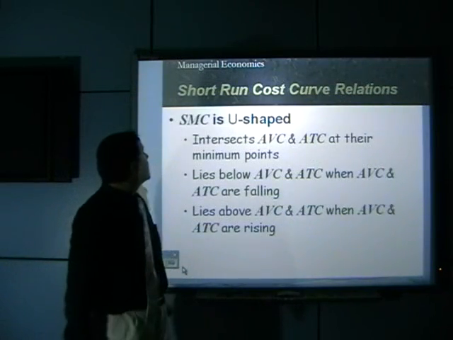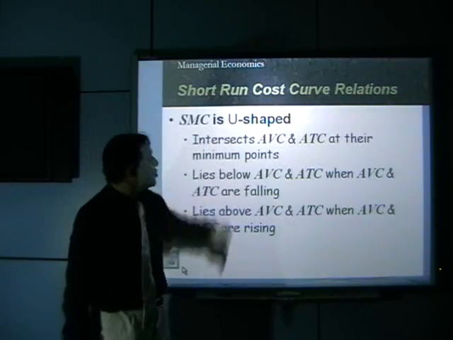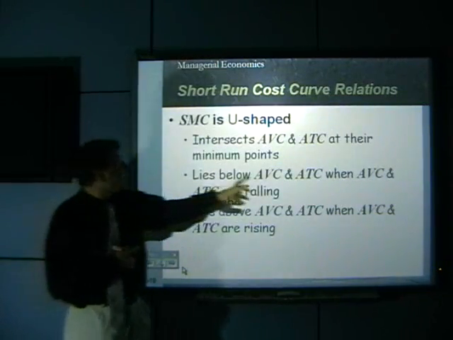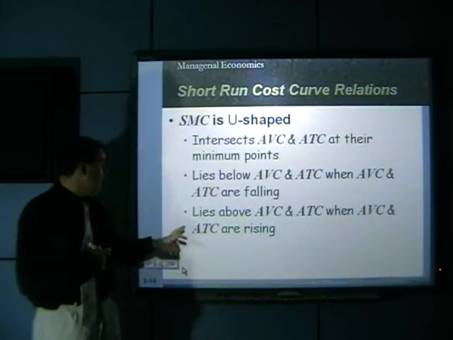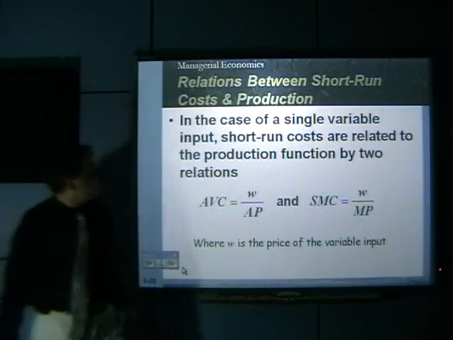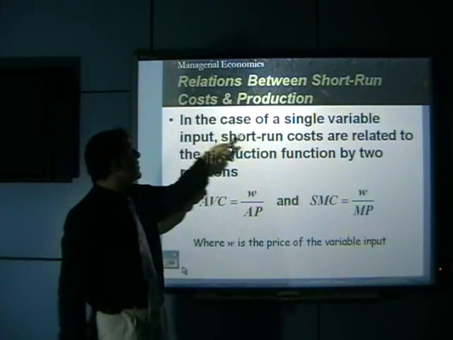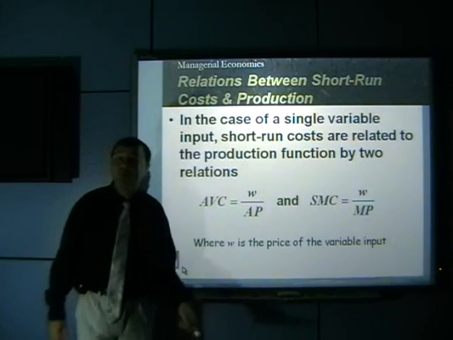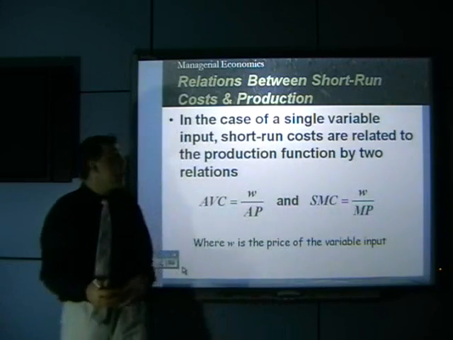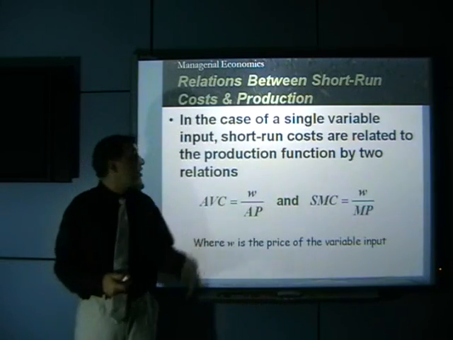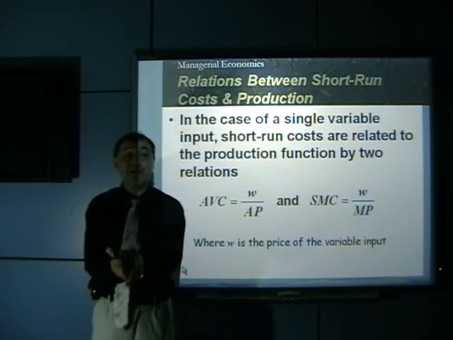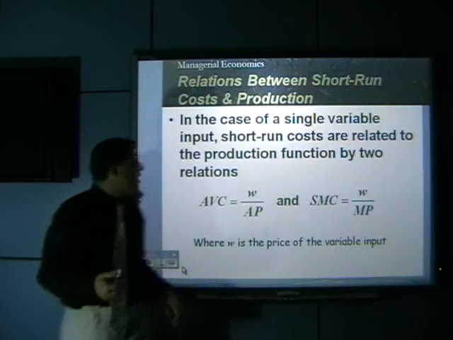Alright, so the short-run marginal cost is U-shaped. And the minimum point, I already showed this: below it the cost is falling, above it the cost is rising. Already covered this piece. In the case of a single variable input, it will be one cash register serving the customers, and then you have 1, 2, 3, 4 kids. In other words, the number of kids changes, but they always have one cash register to serve people.